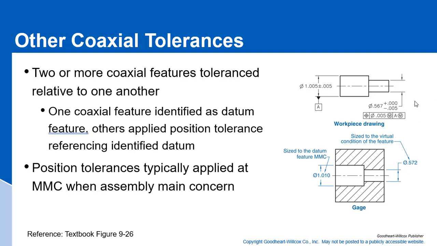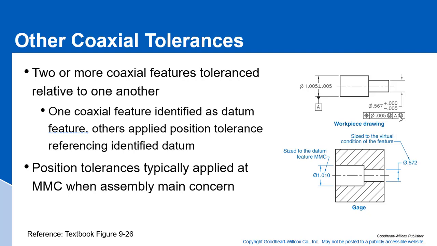So what we have here is a drawing of this workpiece. We have two concentric diameters. We have a diameter of 1 inch 5 thousandths, plus or minus 5 thousandths. That feature of size is datum A. And then we have another concentric diameter here, 567 thousandths plus nothing minus 5, with a 5 thousandths true position at MMC to A at maximum material boundary.